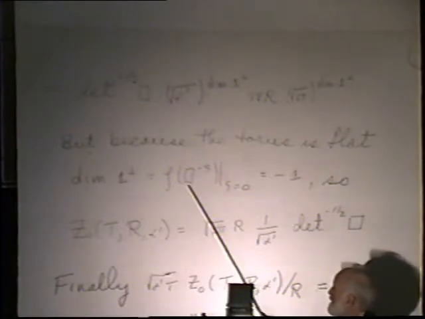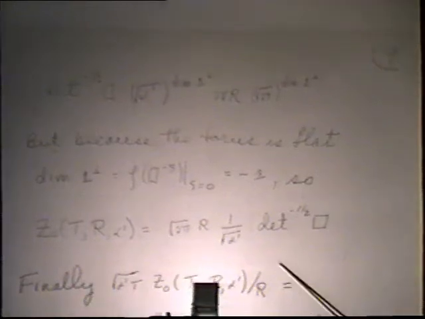We can actually compute what the dimension of one perp is. It's this operator to the minus s at s equals 0. I remind you, heat kernel expansions. Well, I don't want to go into that technology. It turns out to be minus 1, so you end up with this expression looking like that.